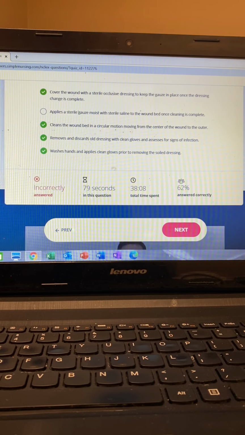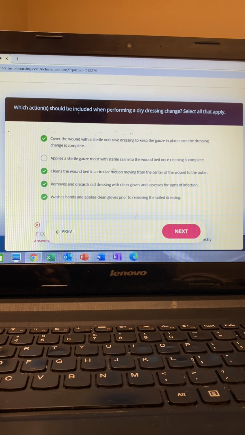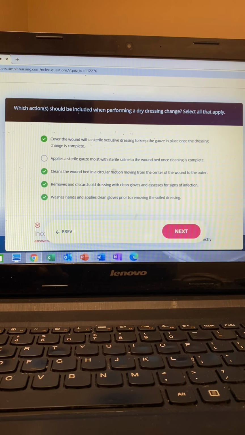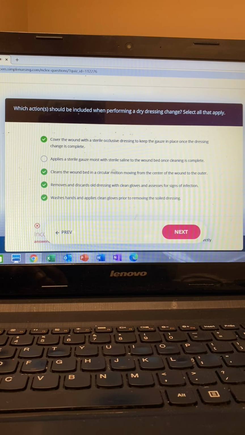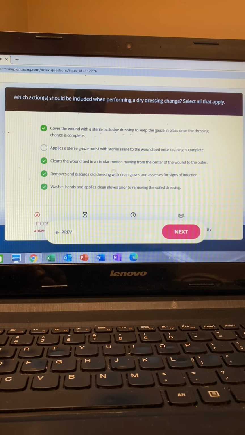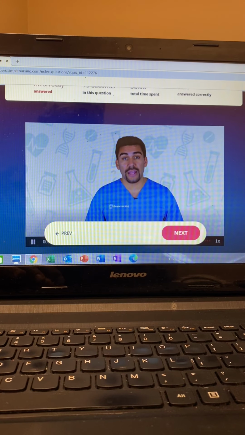You guys, you want to clean from in to out, not to introduce any new germs. And option 4, remove the old dressing with clean gloves and always assess the wound while you're there. Now option number 5 is also correct. Washing your hands before and after all patient care here.